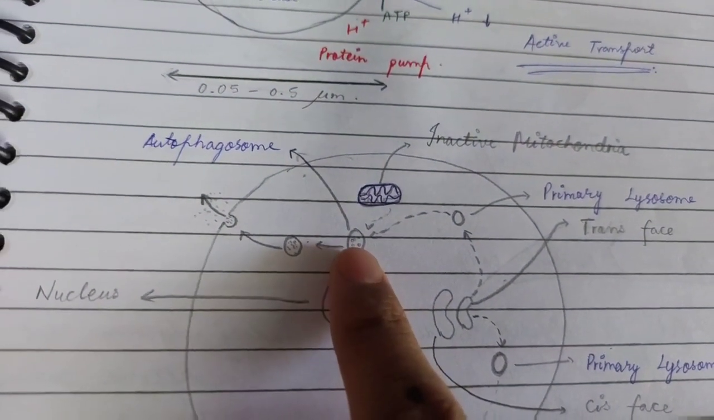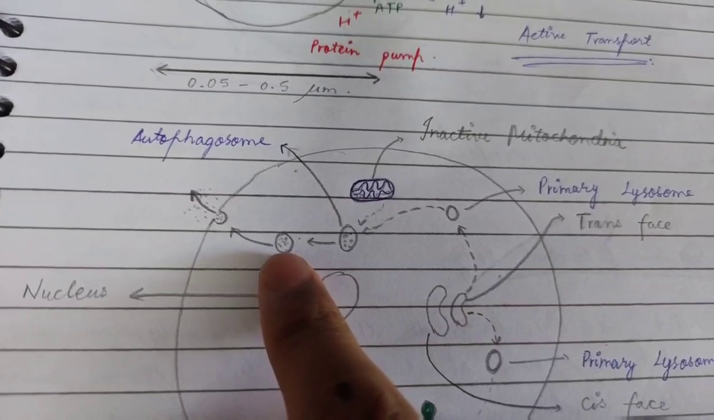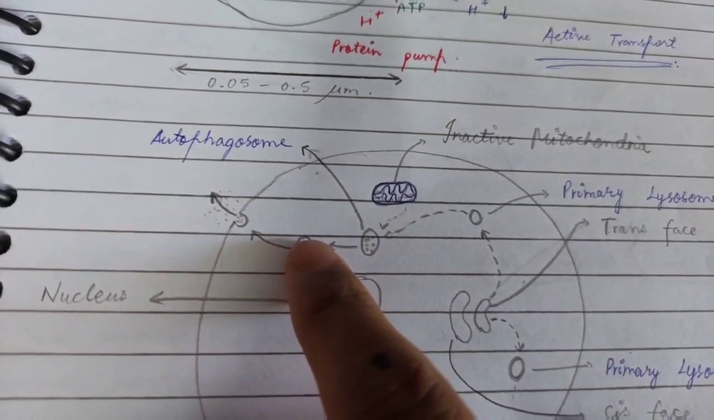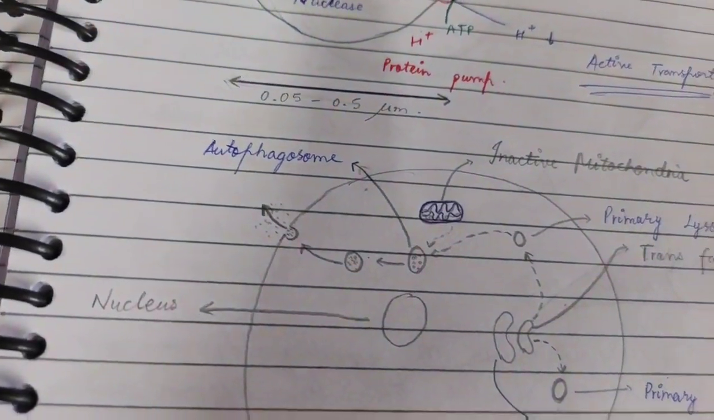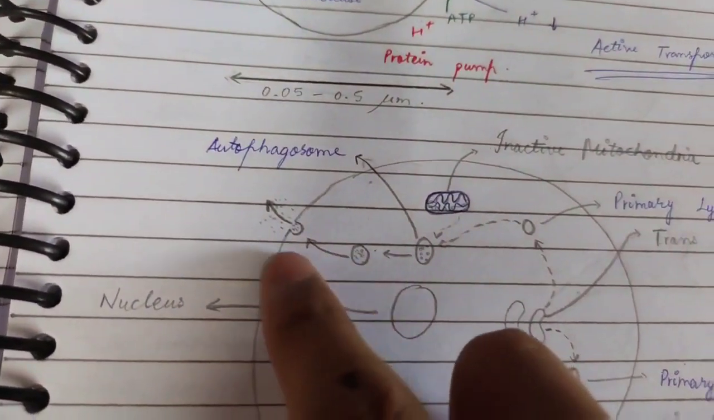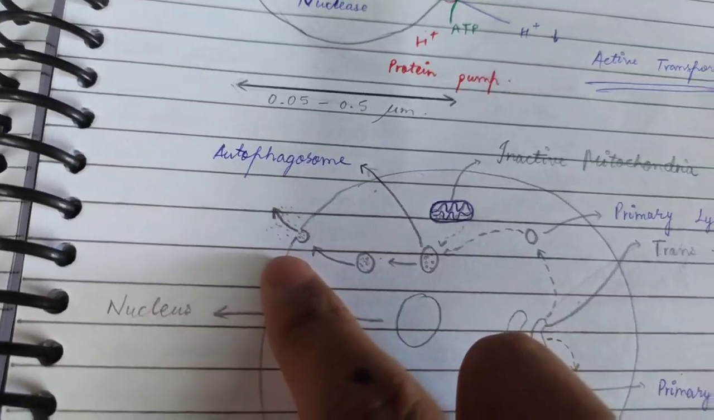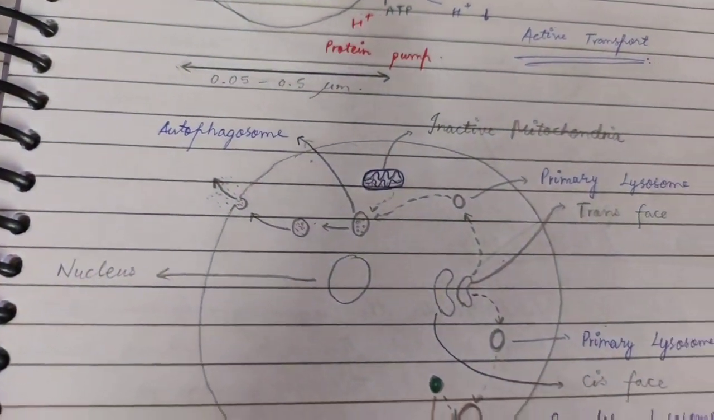This is the secondary lysosome. Now this is tertiary lysosome. Useful materials are again reabsorbed and sent for recycling or for different purposes, and then through exocytosis useless products are released from the cell.